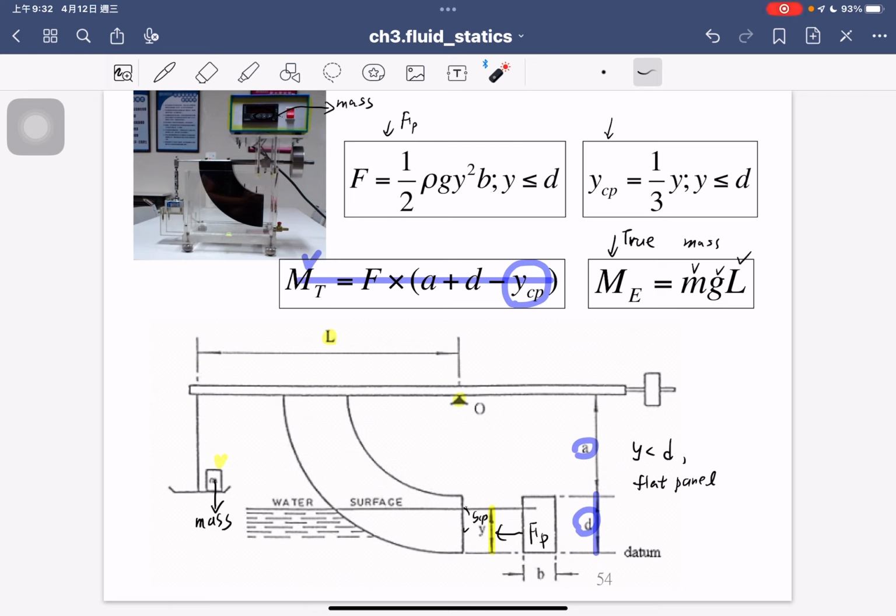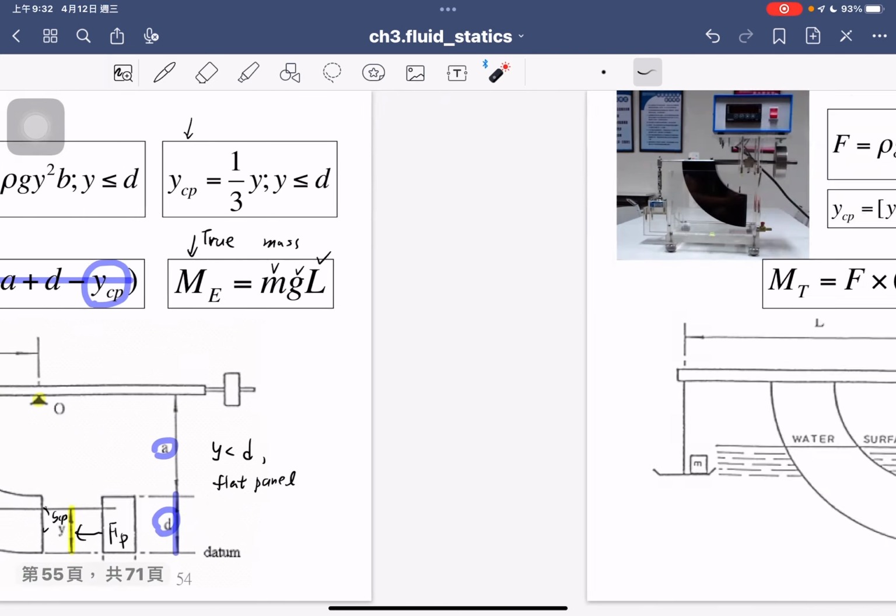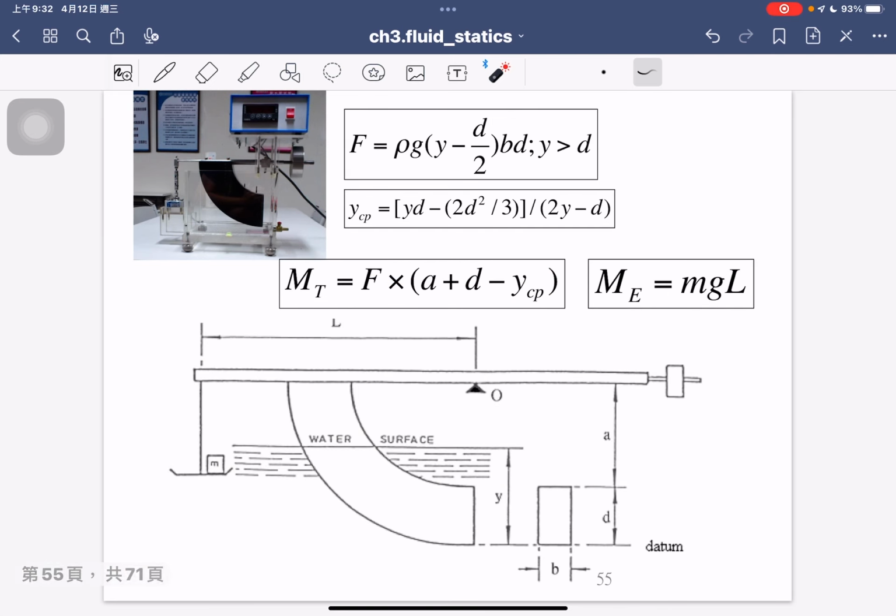That experiment just tries to compare the theoretical moment with the true moment, and you will see how different they are. So the second condition: the Y of the CP, the Y water depth, will be larger than the D. Right now we consider the curved panel size. This condition is similar to the curved panel, not the flat. So it's the curved panels.